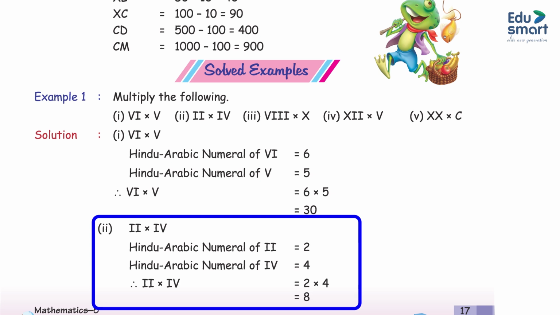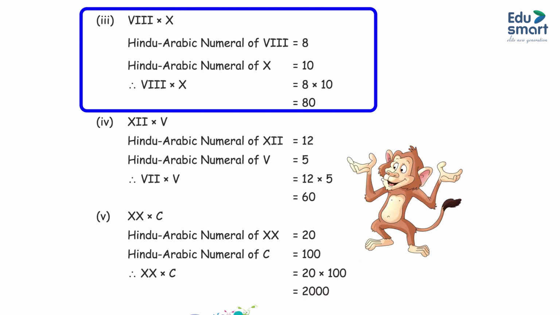2. II into IV. Hindu Arabic numeral of II is equal to 2. Hindu Arabic numeral of IV is equal to 4. So, II into IV is equal to 2 into 4 is equal to 8. 3. VII into X. Hindu Arabic numeral of VII is equal to 8. Hindu Arabic numeral of X is equal to 10. So, VII into X is equal to 8 into 10 is equal to 80.